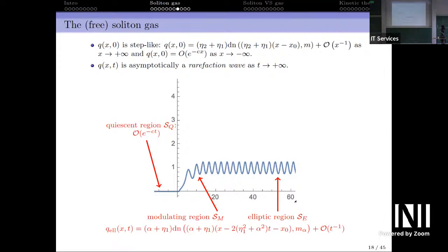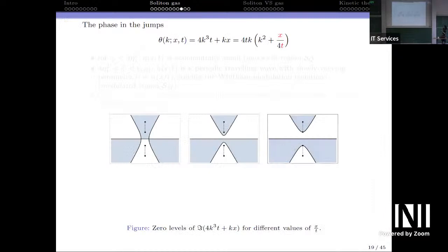So how do we prove this whole picture? This is what we have, but how do we get there? The idea is that we study the phases in the jump, this theta that I already showed you before. Depending on this fraction x over t, we are in different regimes. If x over t is small enough, then these exponentials here have imaginary part that is positive.